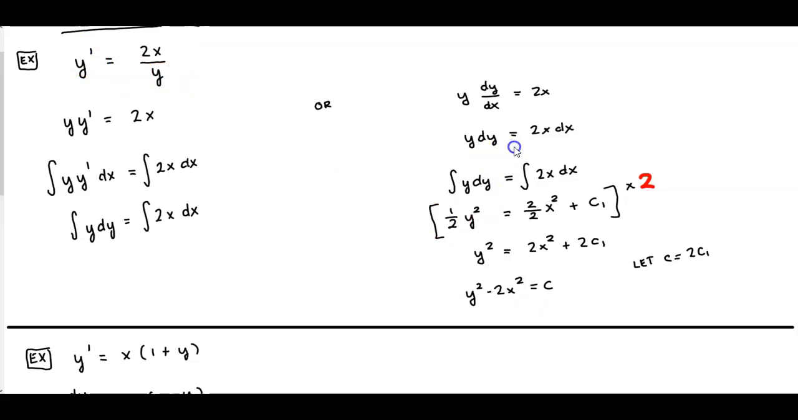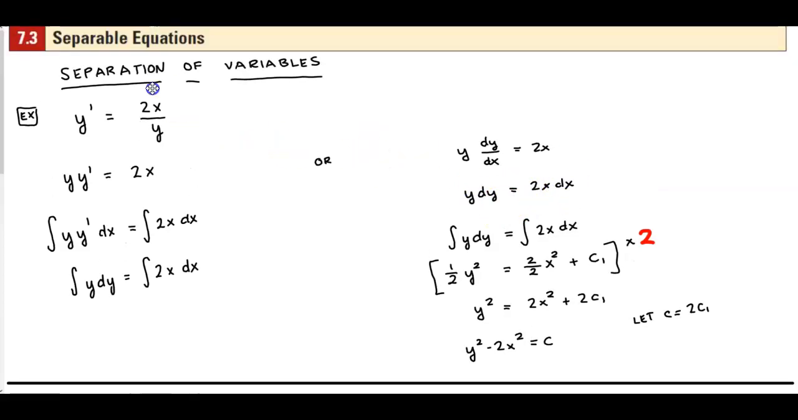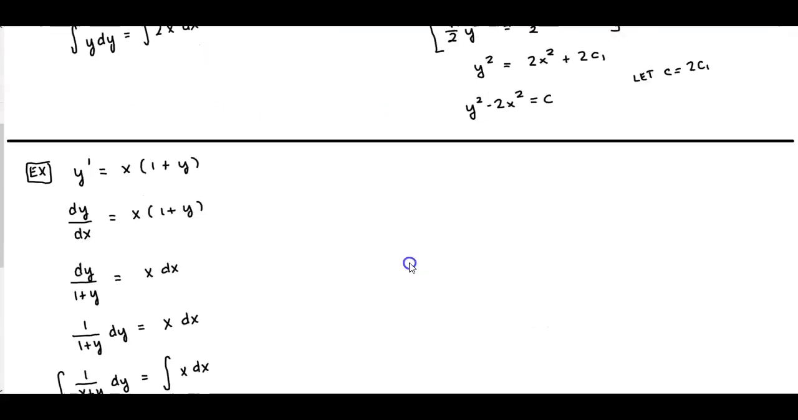So when you're separating the derivatives, or dx and dy, that is an example of separation of variables. Let's take a look at another example.